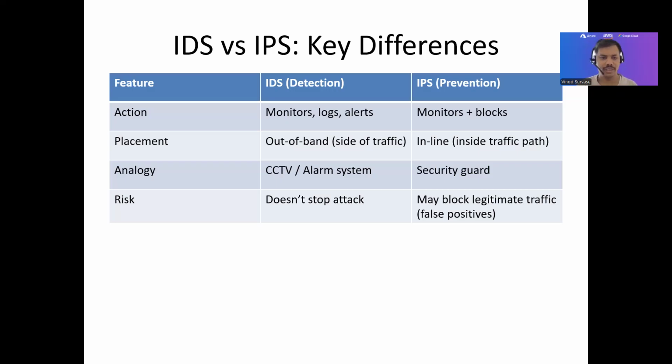To understand it better, on the risk side, IDS does not stop any attacks, but IPS may block legitimate traffic, which is going to be false positives in many cases, because there are certain applications or IPs that might be blocked depending on the different signatures as well as algorithms of that respective system, right? So that's how it is going to be.